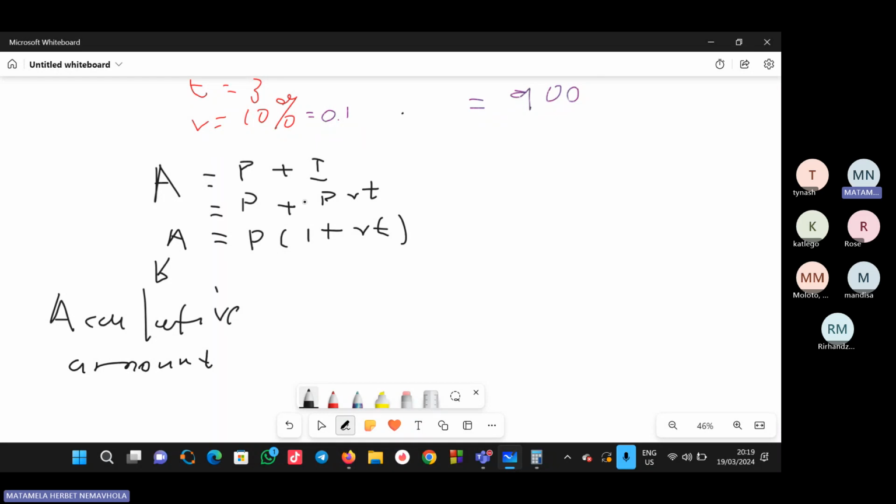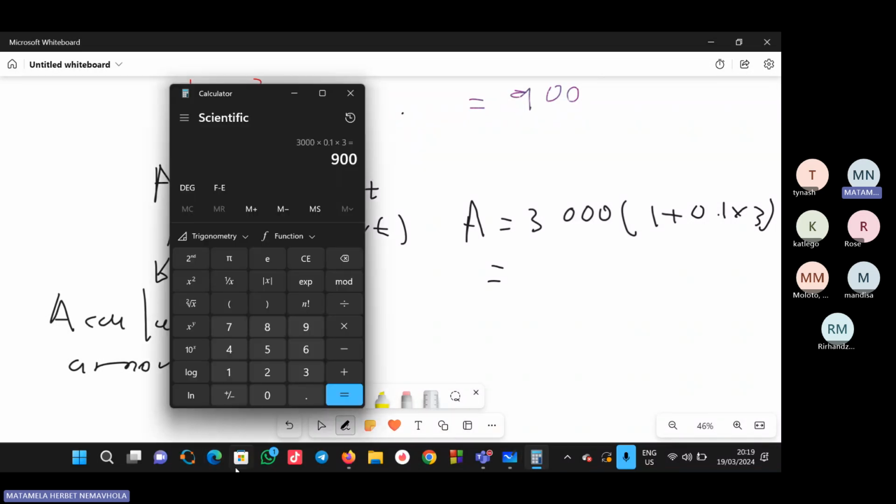So in the question we just did, if I want to calculate the accumulative amount, I can use A equals 3,000 in brackets 1 plus your R, which was 0,10, sorry, 0,1, multiplied by 3. The other trick that I'm going to share with you guys, I'm going to use the same question. You can use your calculator now to calculate this.